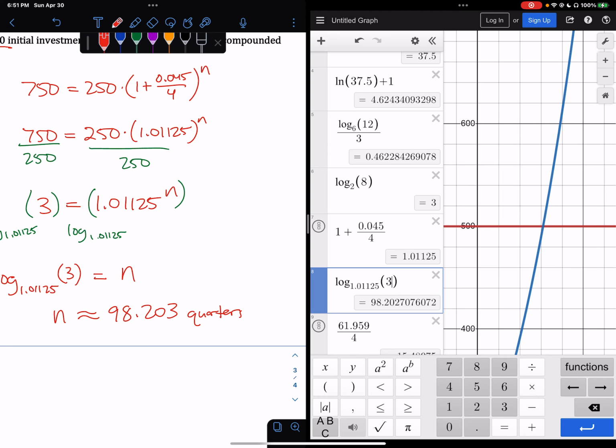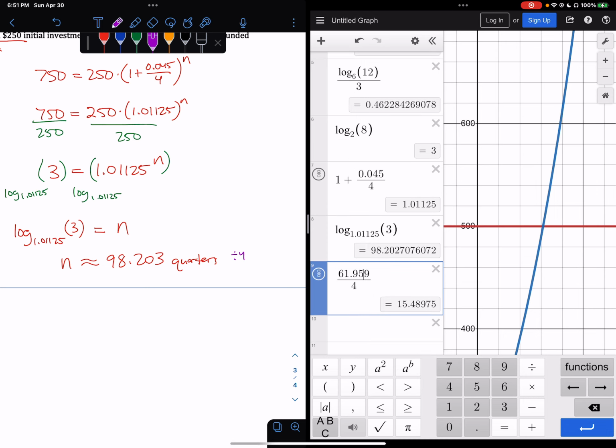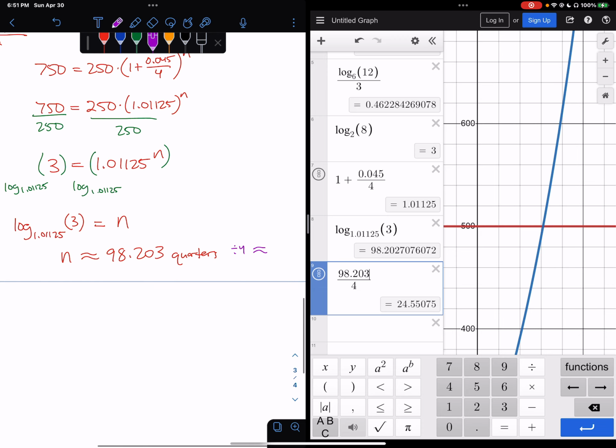So if we want to figure out how many years that is, again, we just simply divide by 4 because it was quarters. So on our calculator, 98.203, and that gives us approximately 24.6 years.